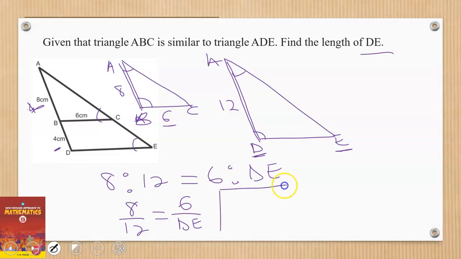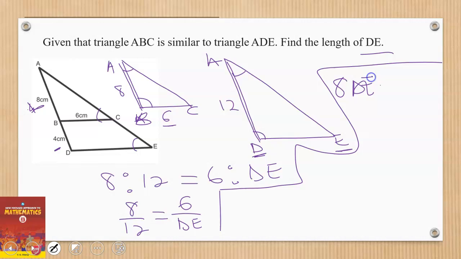When I do cross multiplication, I can say 8DE is equal to 12 times 6. So then my DE becomes 12 times 6 divided by 8. I'm not in a hurry to multiply them because I can do simple division.